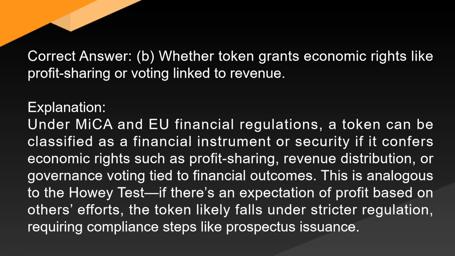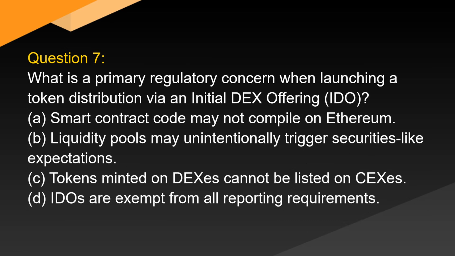Explanation. Under MiCA and EU financial regulations, a token can be classified as a financial instrument or security if it confers economic rights such as profit sharing, revenue distribution, or governance voting tied to financial outcomes. This is analogous to the Howey test. If there's an expectation of profit based on others' efforts, the token likely falls under stricter regulation, requiring compliance steps like prospectus issuance.